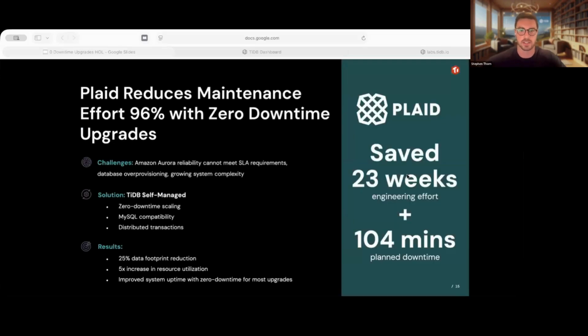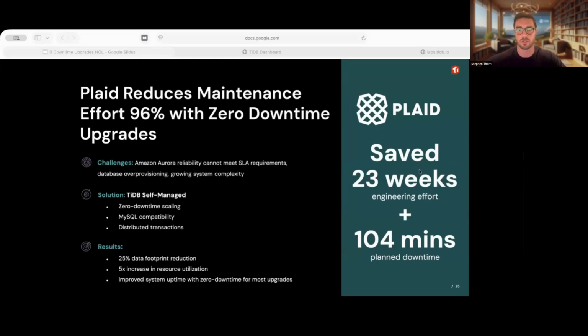Finally, let's look at a real-world case study. So Plaid is a leading FinTech platform that connects apps to users' bank accounts. They were on Aurora MySQL, and they outgrew its capabilities. They had around 450 Aurora MySQL servers, so a pretty large environment.